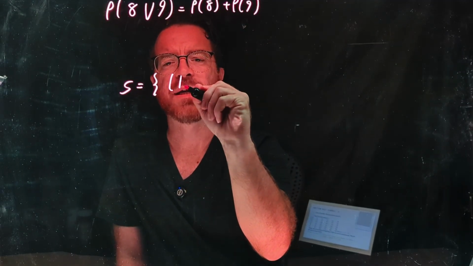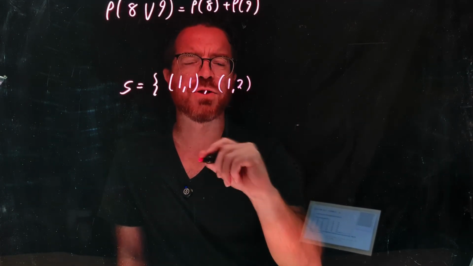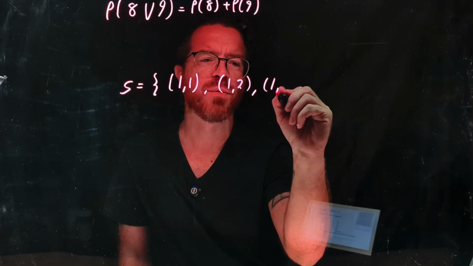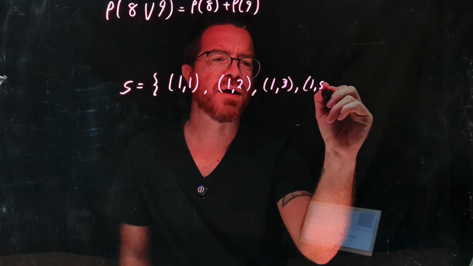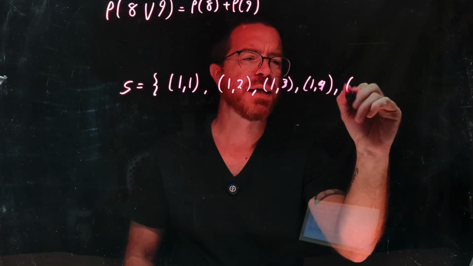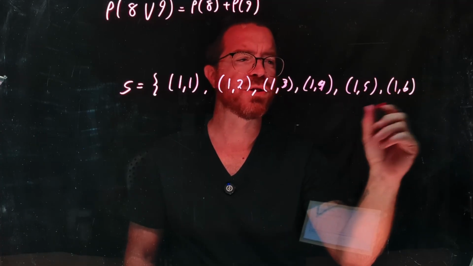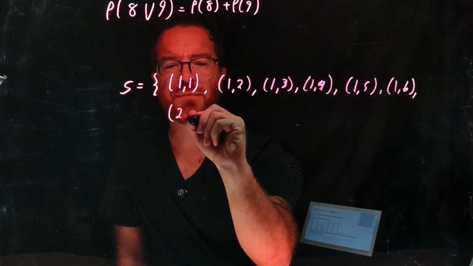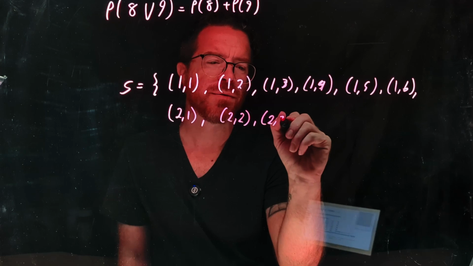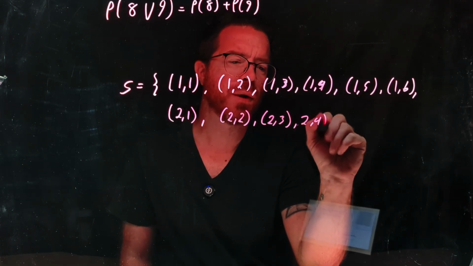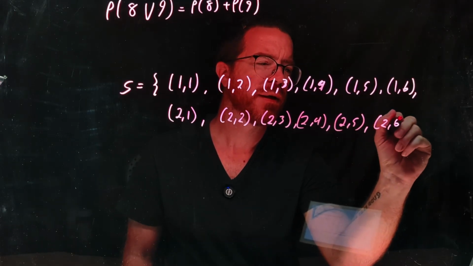So I can get a 1, 1, which is equal to a 2. I could get a 1, 2, which is equal to 3. I could get a 1, 3, which is equal to 4. I could get a 1, 4, which is equal to 5. I can get a 1, 5, which is equal to 6. And I can get a 1, 6, which is equal to 7. Or, I'm going to do the same thing for my 2s: 2, 1, 2, 2, 2, 3, 2, 4, 2, 5, and 2, 6.